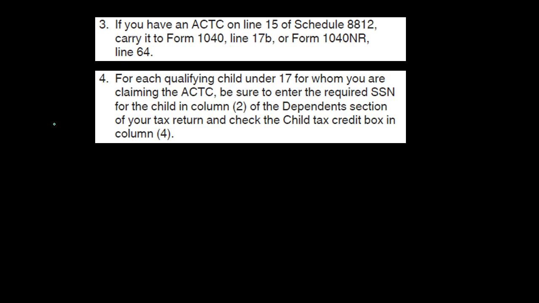Number 4, back to the text. For each qualifying child under 17 for whom you are claiming the ACTC, additional child tax credit, be sure to enter the required Social Security number, SSN, for the child in column 2 of the dependent section of your tax return, and check the child tax credit box in column 4.